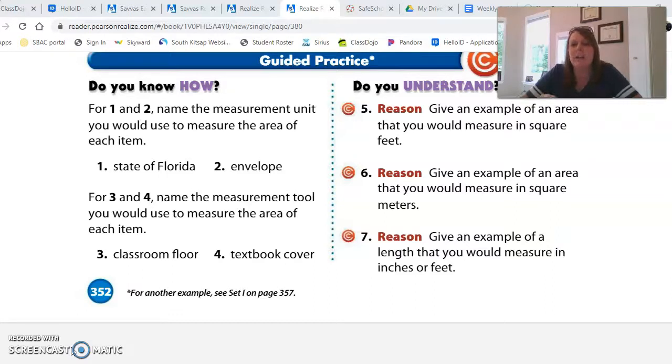What would you measure in inches or feet? I know. I'm going to write down the height of a person. Now notice this one did not ask you to give an area. It asked you just to measure the length of something. So like you could say your desk, you could say your computer, inches or feet.